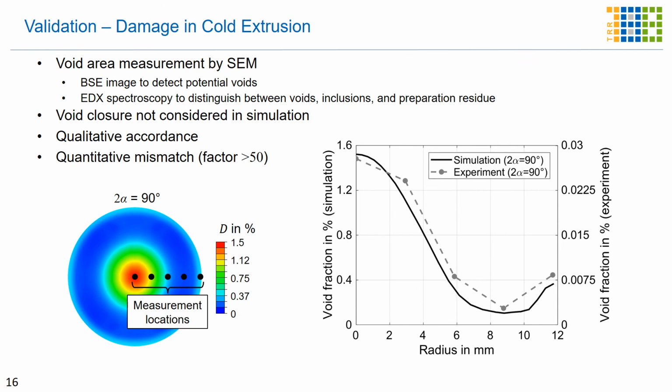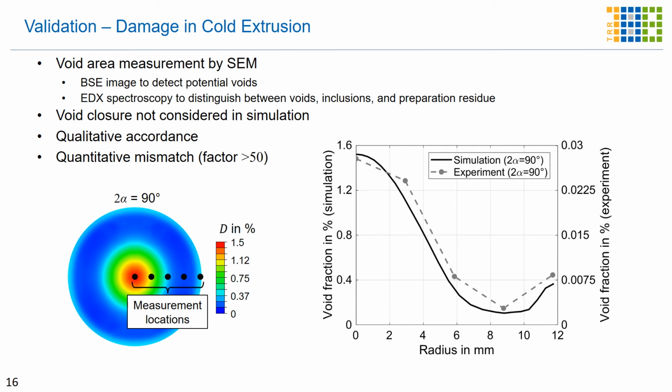Another method to quantify damage in experiments is to directly quantify the void area fraction. To do so, scanning electron images are taken, and the backscattered electron image is used to detect potential voids. Unfortunately, it is not possible to distinguish between voids, inclusions or preparation residue by using only the BSE image. Thus, additional EDX spectroscopy is used at those locations of potential voids to distinguish between those possibilities. This method was developed in the project B04 of the Collaborative Research Center.